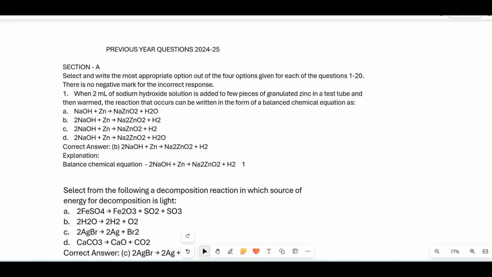Today we are going to discuss previous year questions. I have selected the 2024 question paper, which is a science question paper. I have taken only the chemistry questions from this paper. We are going to discuss the Section A part.